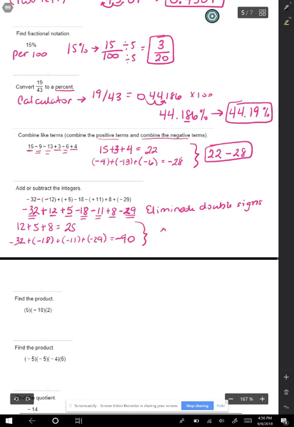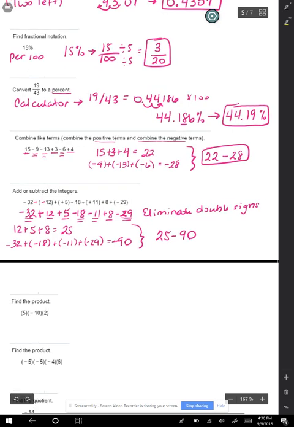And then you're going to put this together as 25 minus 90. And now we're going to actually subtract. So when we subtract, 25 minus 90 is 65. And the rule is when you subtract, you take the sign of the larger number. So the larger number is negative, so my final answer would be negative. So negative 65 would be the answer.